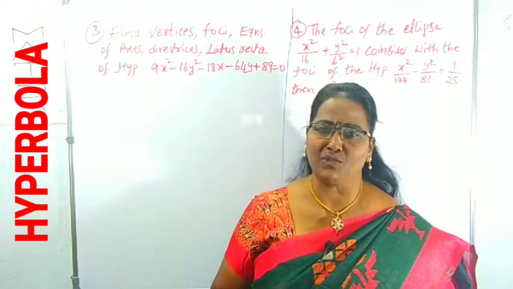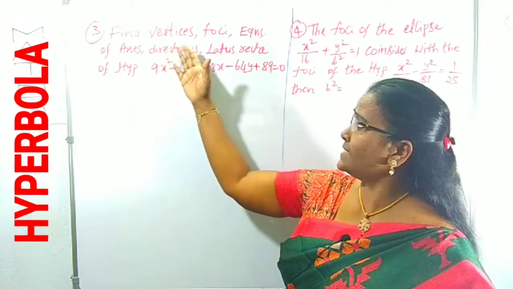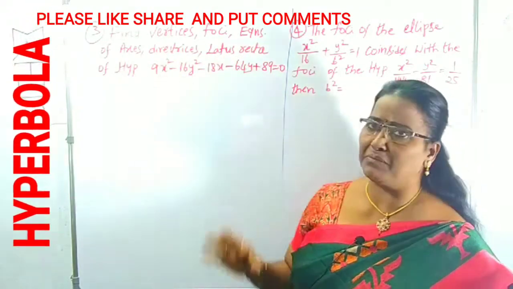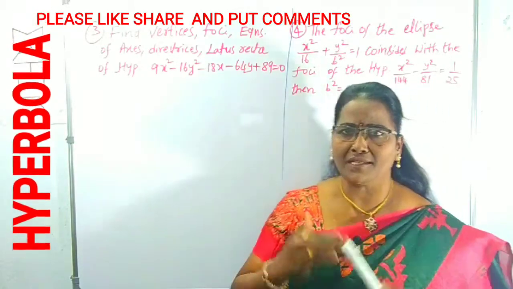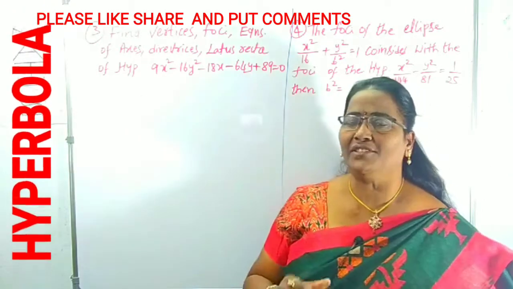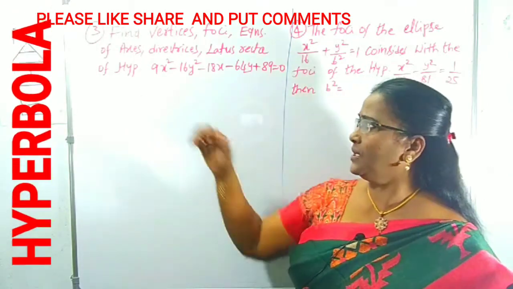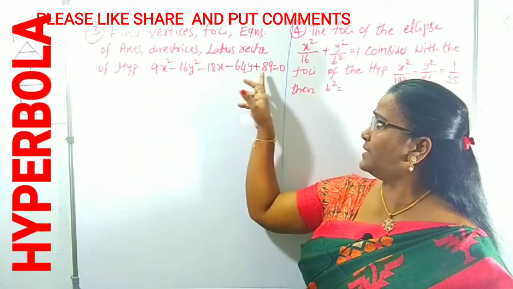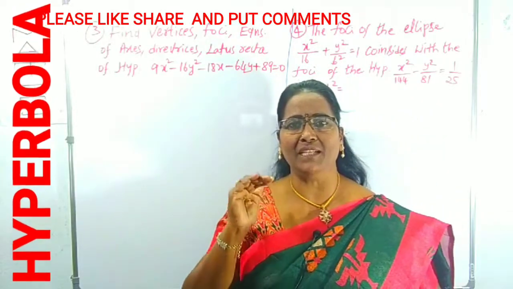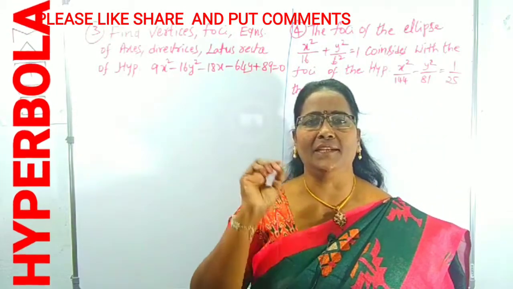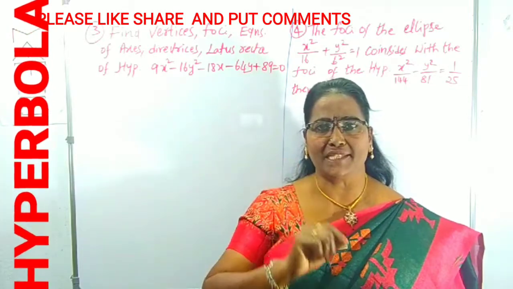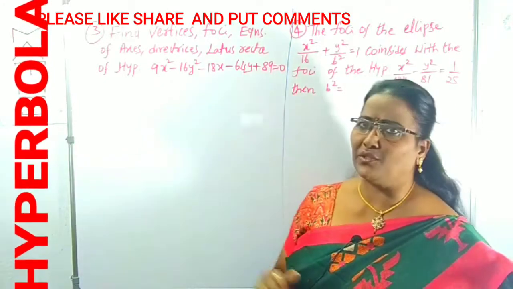Now question number 3 is what? Find the vertices, foci, equations of axis, directrices, and latus rectum of the hyperbola. One hyperbola is given, and it is asking for a list of contents. First of all, we have to recognize the type of the hyperbola. You know, an x square term minus a y square term is there. By taking the constant plus 89 to the right side, it becomes minus 18. It will be negative. Means what? It is clearly a conjugate hyperbola. For the conjugate hyperbola, we can use the various contents given for it.